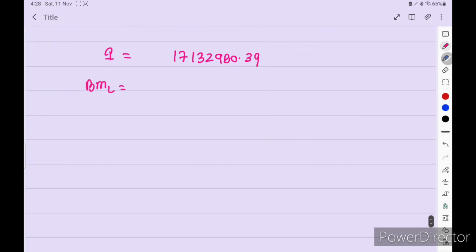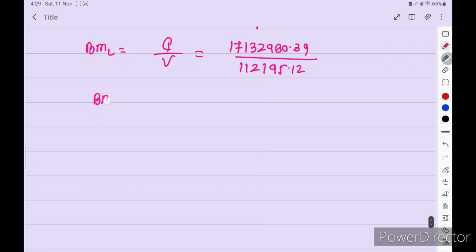So BM longitudinal is equal to I upon volume. So 17132980.39 divided by volume 112195.12. So BM longitudinal is equal to 152.71. So this is our answer.